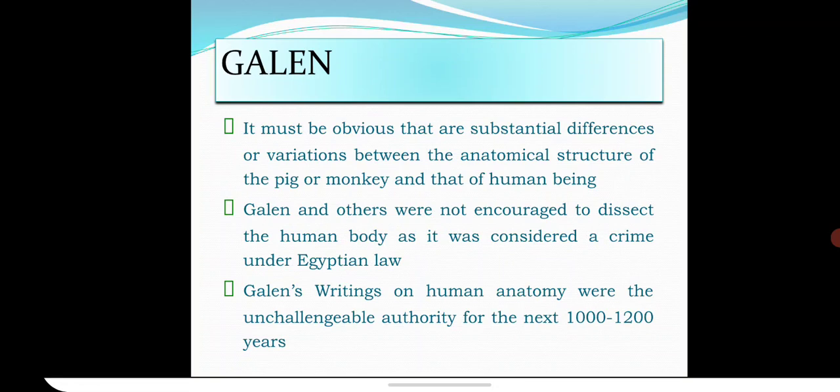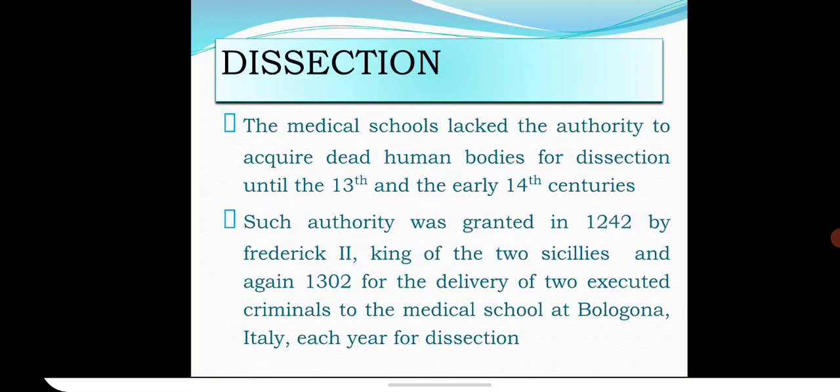You won't believe, Galen's writings on human anatomy were the unchallengeable authority for the next 1000 to 1200 years, even though it was written on the anatomical structure of the animals. Medical schools lacked the authority to acquire dead human bodies for dissection until the 13th and the early 14th centuries. Such authority was granted in 1242 by Frederick II, the king of the two Sicilies, and again in 1302 for the delivery of two executed criminals to the medical school at Italy each year for dissection.